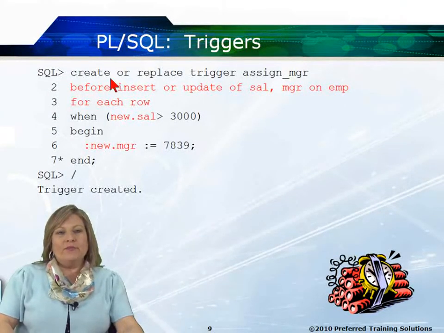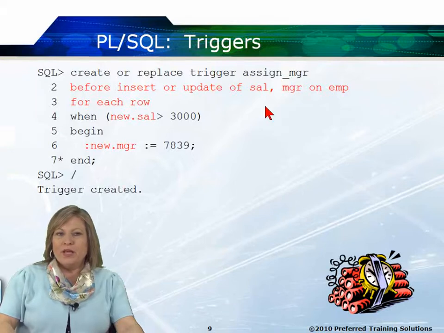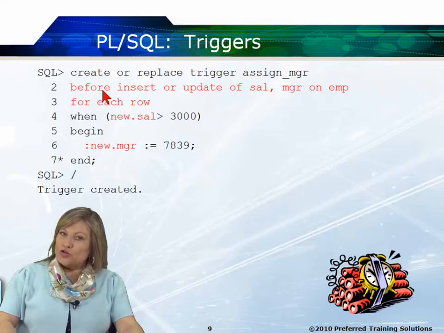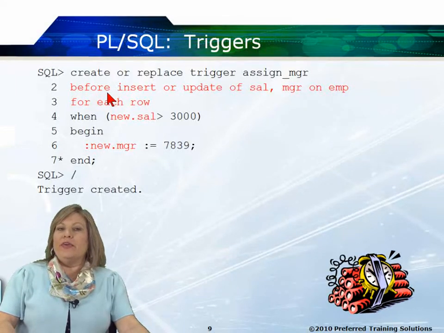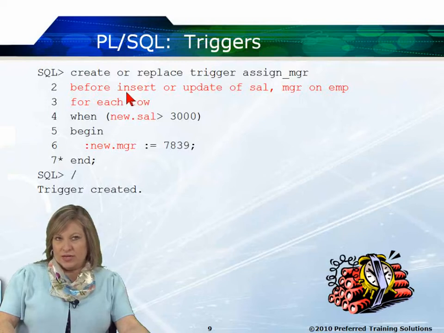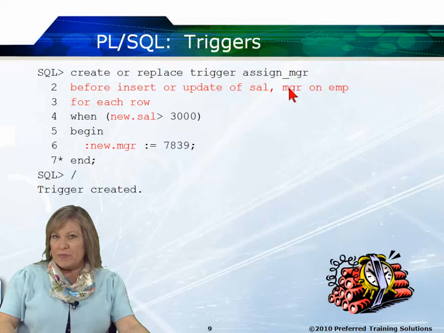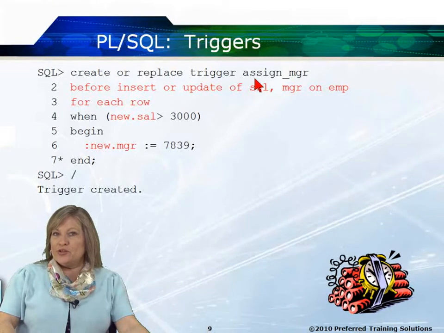So we have a command, create or replace trigger. It has a name. It's called assign manager. It is a before trigger versus an after trigger. The event that it's being defined on is the insert event or the update event at the column level, only if I update either the salary or the manager. And the trigger is being created on the employee table.